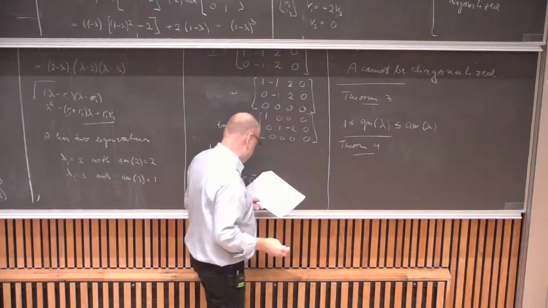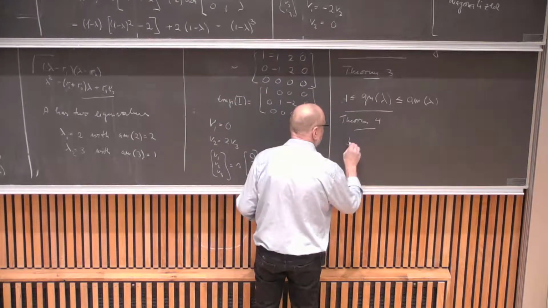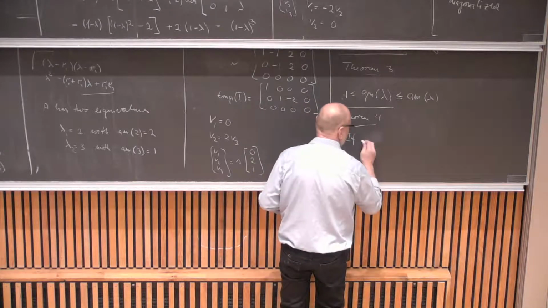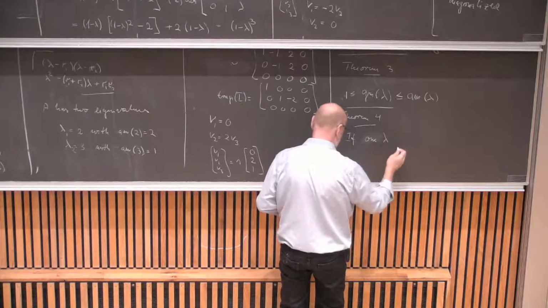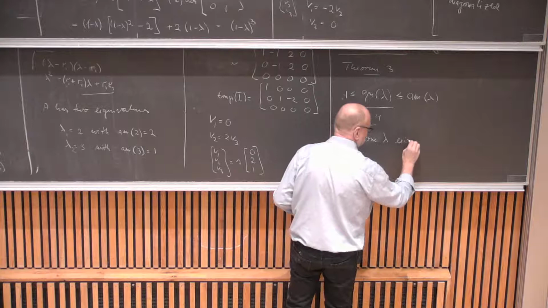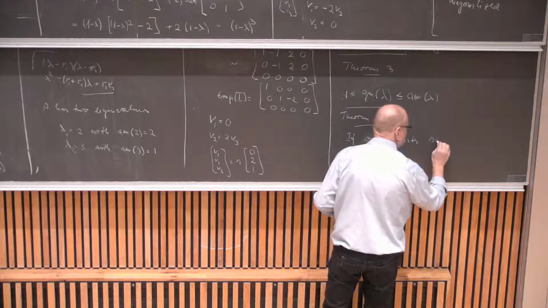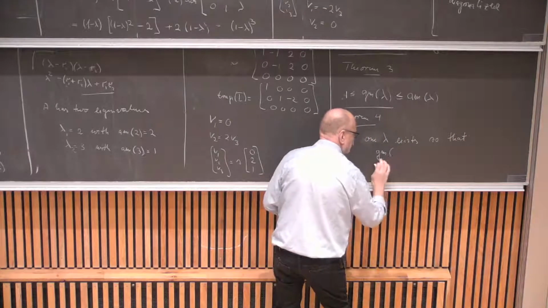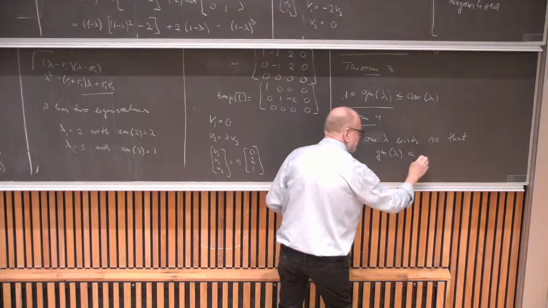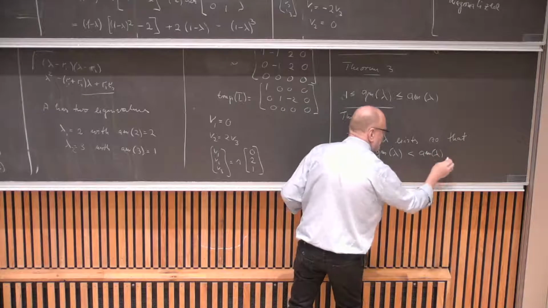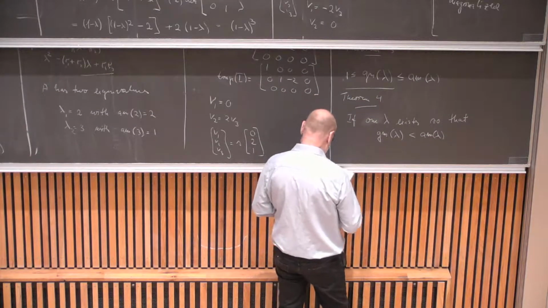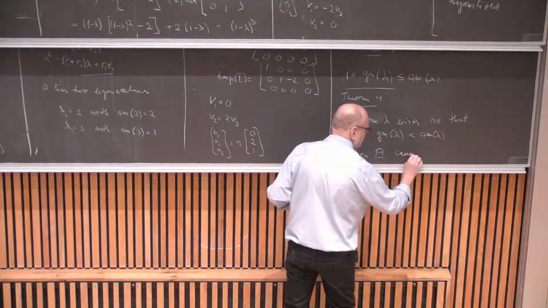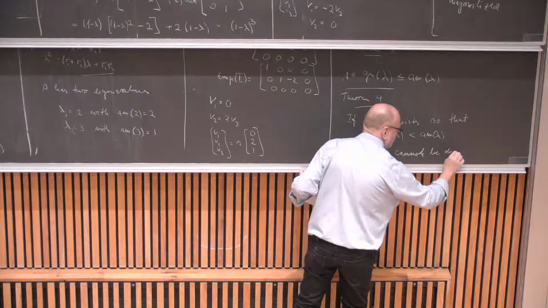Theorem 4. If an eigenvalue lambda exists so that the geometric multiplicity, GM, is less than the algebraic multiplicity, then your matrix cannot be diagonalized.